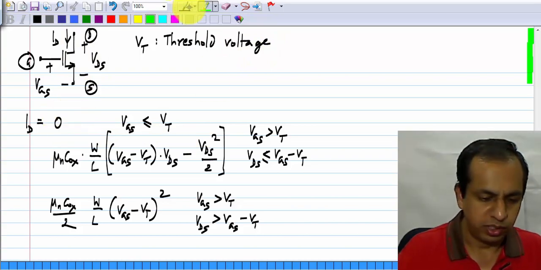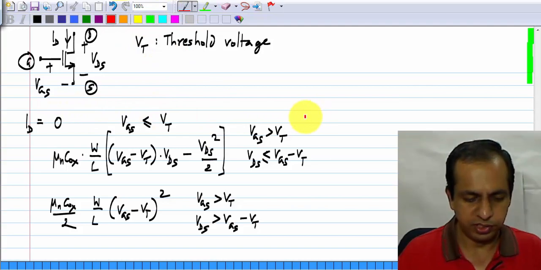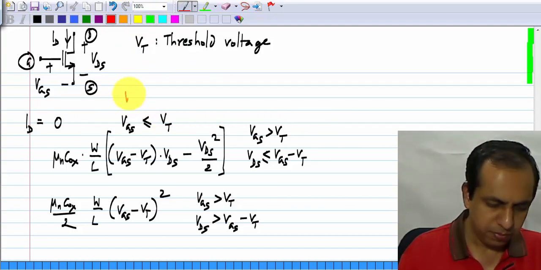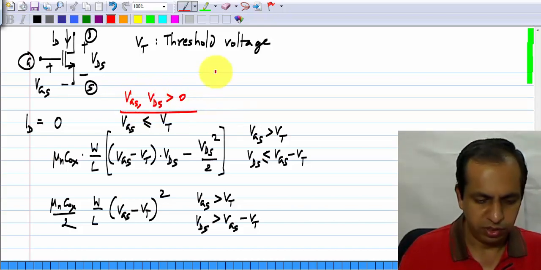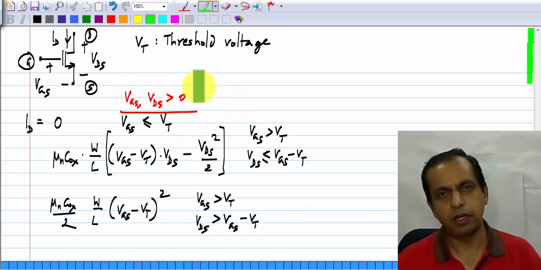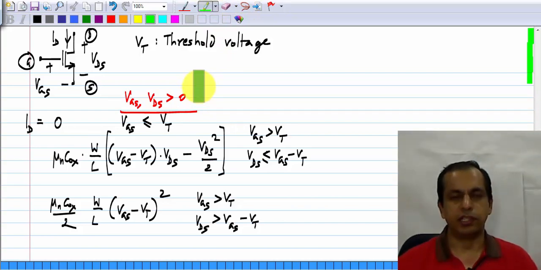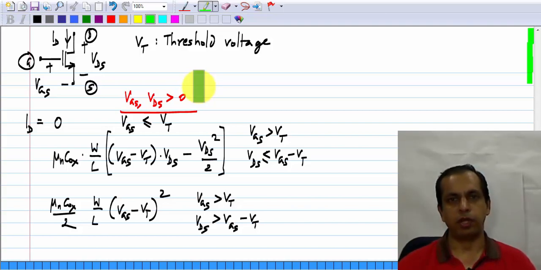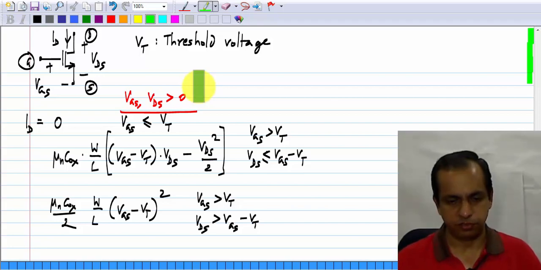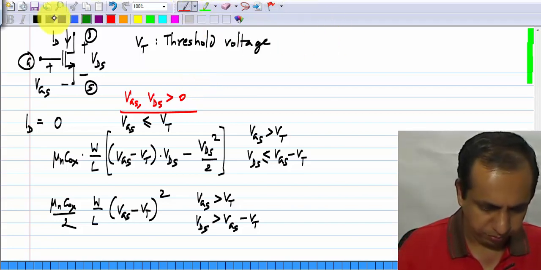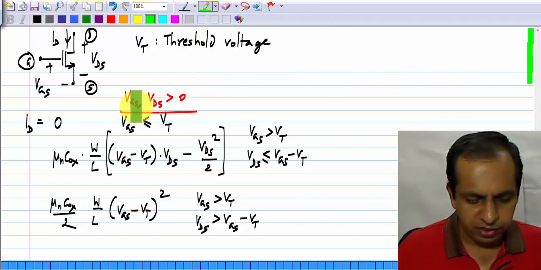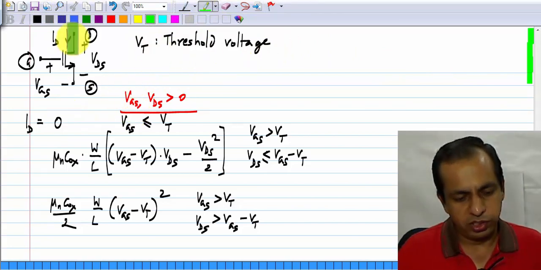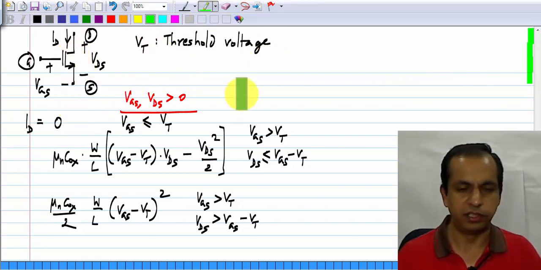Okay. Now one more thing I want to emphasize here is that these equations are written assuming that both VGS and VDS are positive. Okay. Now when you encounter the transistor, you may find that you will be able to operate it with different polarities, but for our purposes we will consider VGS and VDS to be positive. Okay. So if the gate source voltage is below the threshold voltage, the transistor doesn't conduct and the current is 0.